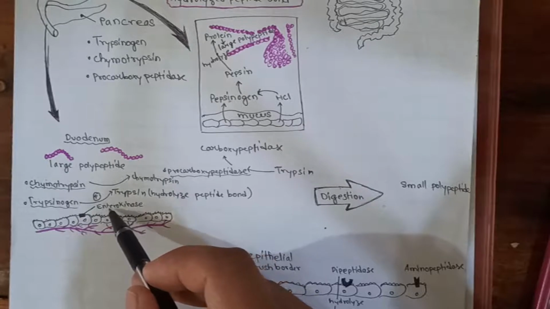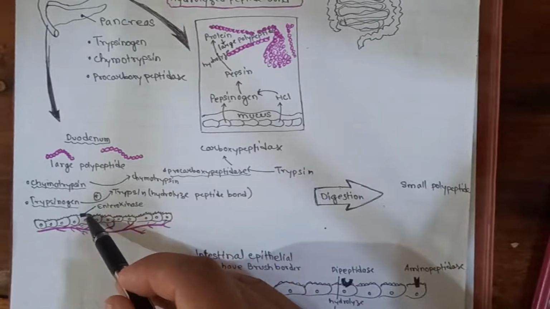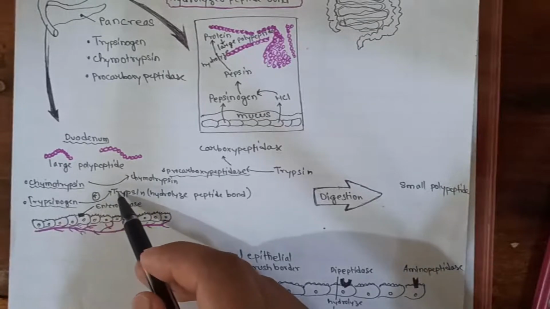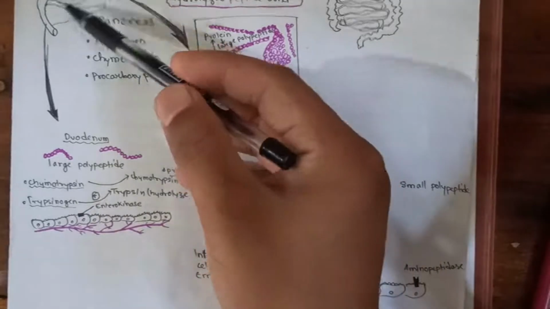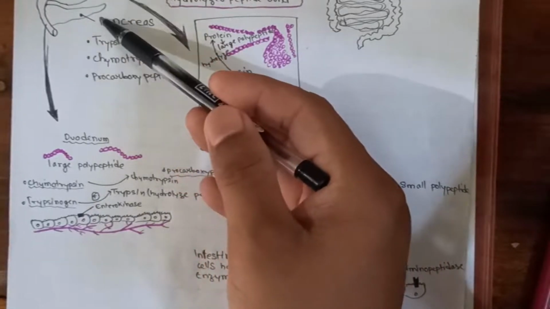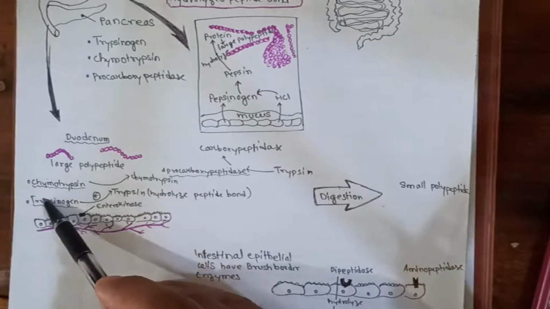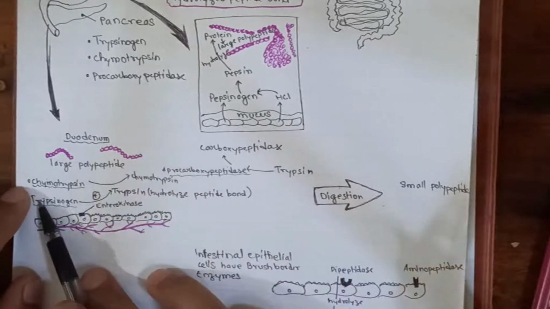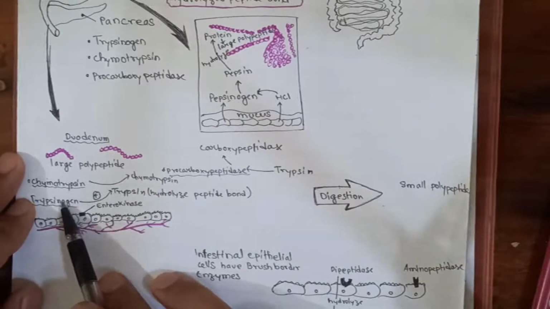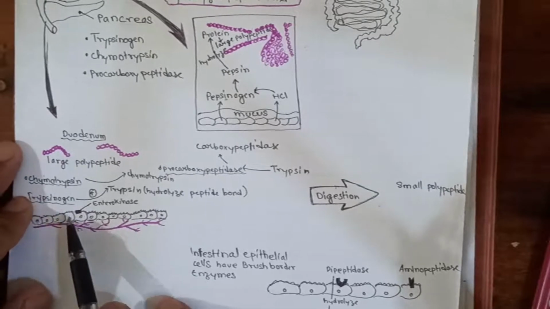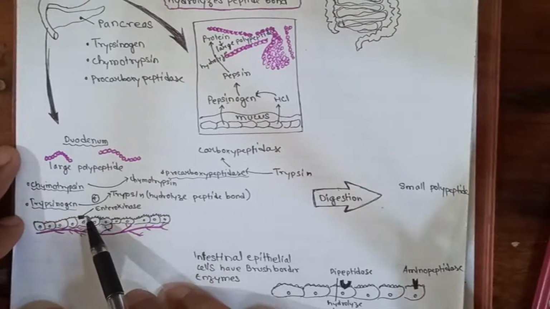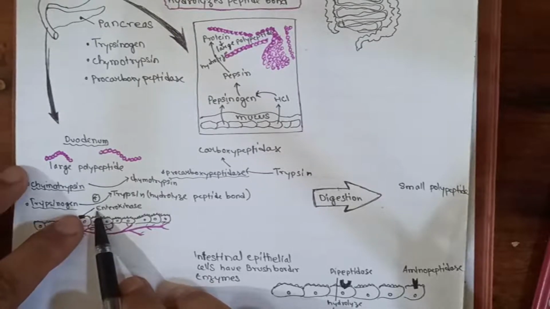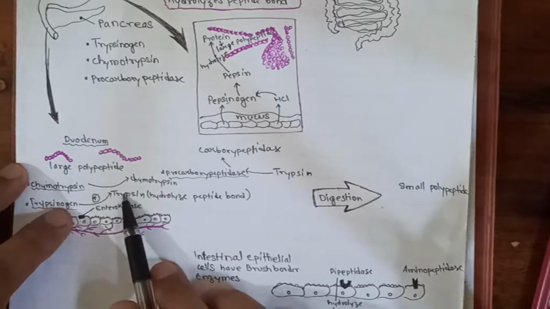So this enterokinase will help trypsinogen to be converted into trypsin. So in the small intestine, the duodenum, the pancreas will secrete trypsinogen, chymotrypsinogen, and procarboxypeptidase. So these three enzymes will be present in the duodenum, the small intestine. There is a specific enzyme called enterokinase, and this enterokinase will convert trypsinogen into trypsin.